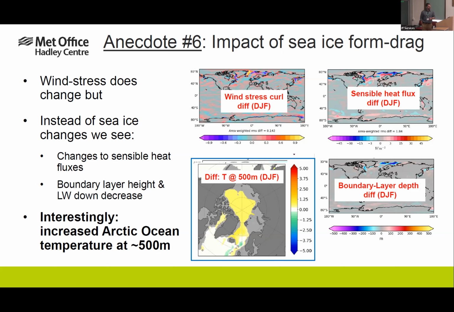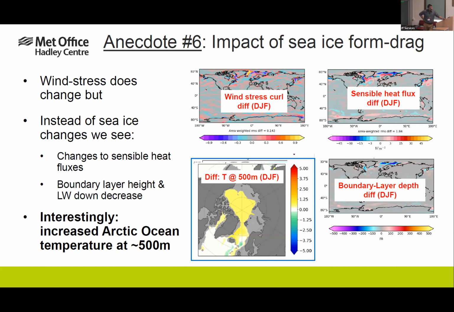I was also very intrigued by this. Is it that you're forming more heavy water on the Eurasian shelf and your Atlantic water was pushed up? Did you look at the vertical structure of your ocean? It's really curious to me that you would see this.